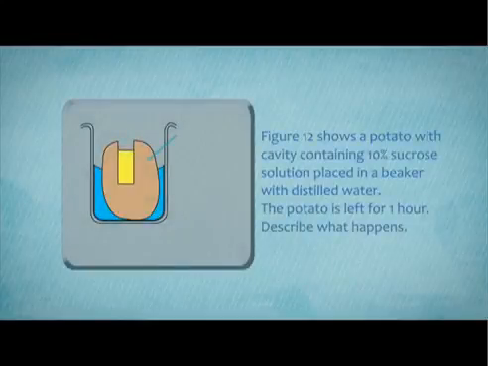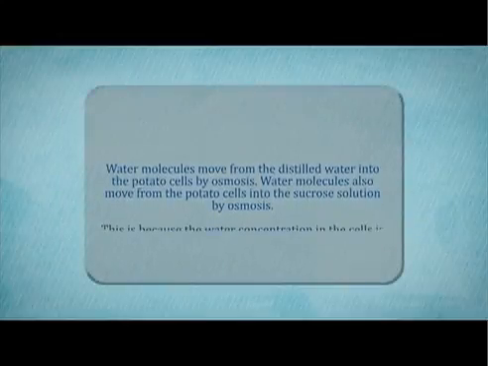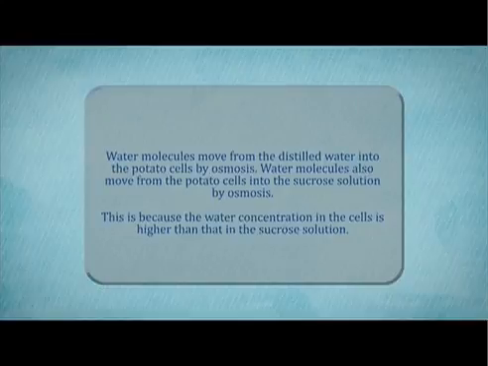Let's try another question. Figure 12 shows a potato with a cavity containing 10% sucrose solution placed in a beaker with distilled water. The potato is left for 1 hour. Describe what happens. Water molecules move from the distilled water into the potato cells by osmosis.